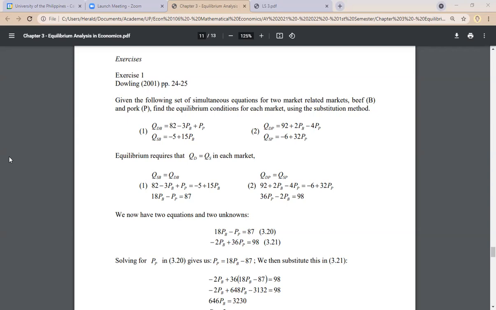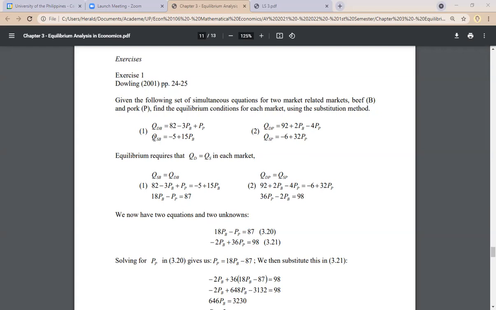Again, what are the things that we need to take note of? Number one is determining first what we're trying to solve. If we're tackling the equilibrium, it's understandable that we look for the equilibrium price and equilibrium quantity. The second thing to do is, again, to determine which market we're working in. So we know that this is a market for beef. We know also that this is the market for pork.